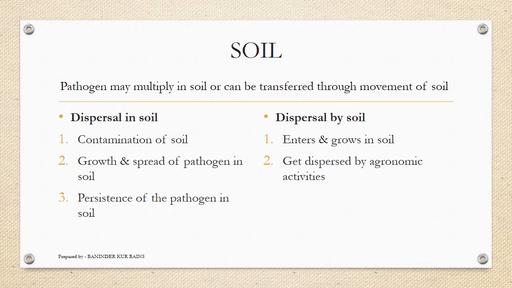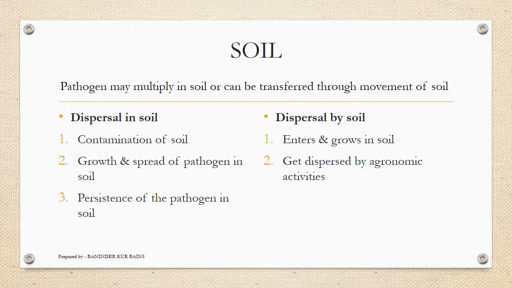So dispersion in soil has three steps. First of all, soil gets contaminated, meaning the point where the inoculum first appears in that soil. It can be transmitted through any vectors, through machinery, through a diseased plant. Then there is growth and spread of the pathogen in the soil. The pathogen remains in the soil, it multiplies, it grows in the soil, and then the last one is persistence of the pathogen in the soil. Then the pathogen rests in the soil in the form of spores or in its adult form.